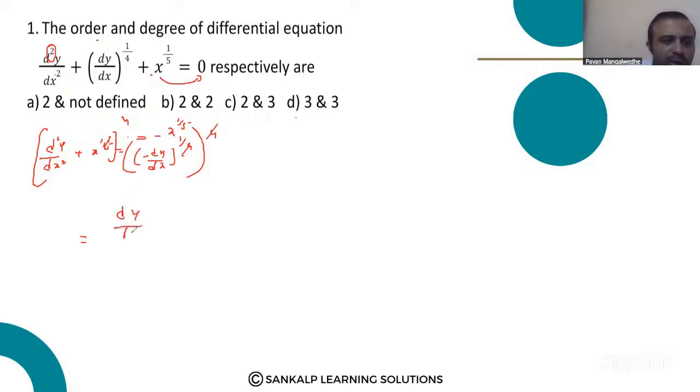Dy by dx. So resulting still it contains a term with power 1 by 5. So every time you raise the power by something, the x term contains the power of 1 by 5 or 1 by 7, like it contains the odd power. Which means that finally the degree of the differential equation will not be defined. So option A is the correct answer, because order is 2 and degree is not defined.